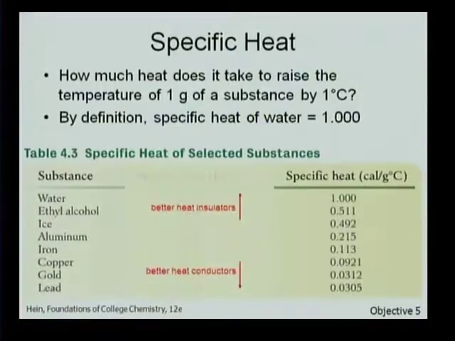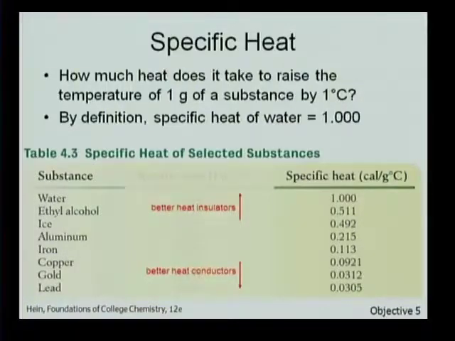The last of the definitions then that we're going to use in objectives 1 through 5 is a definition of something called specific heat. And we're going to use that definition of specific heat to define a unit of measure which we'll call the calorie. And a calorie is derived from our measure of specific heat.